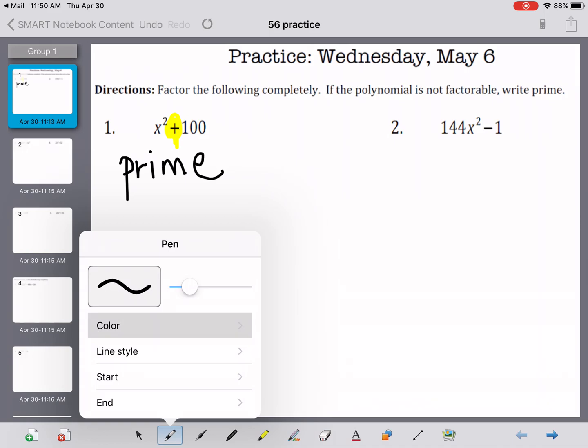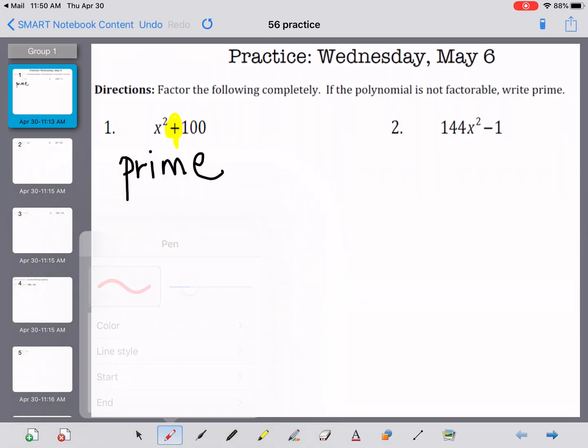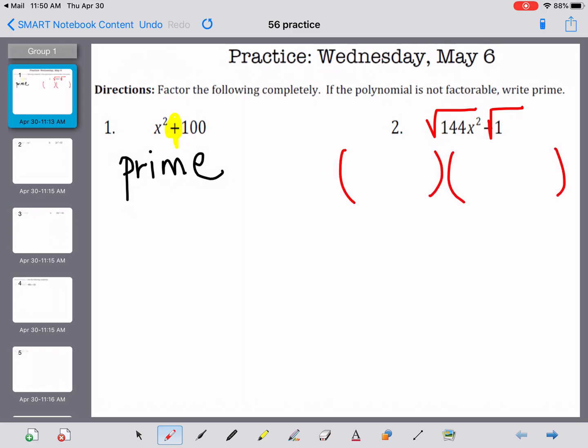But as we look at problem number 2, luckily enough, what we see in this particular problem is that we do have a minus sign in between the two terms. And when we have a minus sign, and we can take the square root here, and we can take the square root there, we can factor this. Square root of 144 is 12. Square root of x squared is x. And notice that that gets written in the first spot of each parentheses. Square root of 1 is 1. And then difference between two squares, different signs.